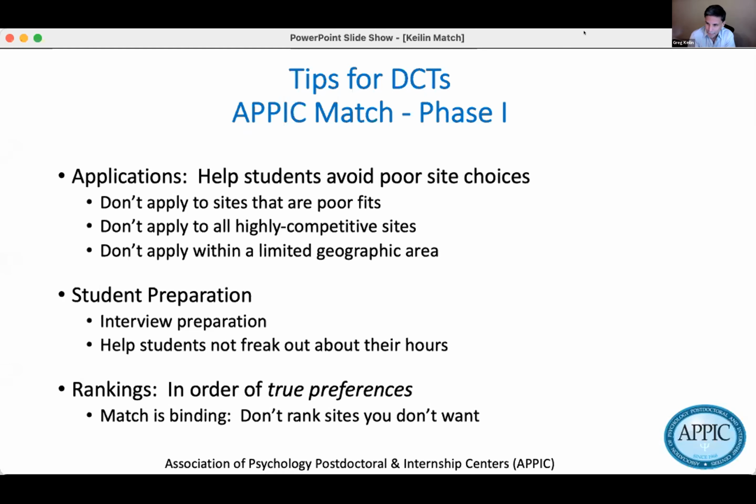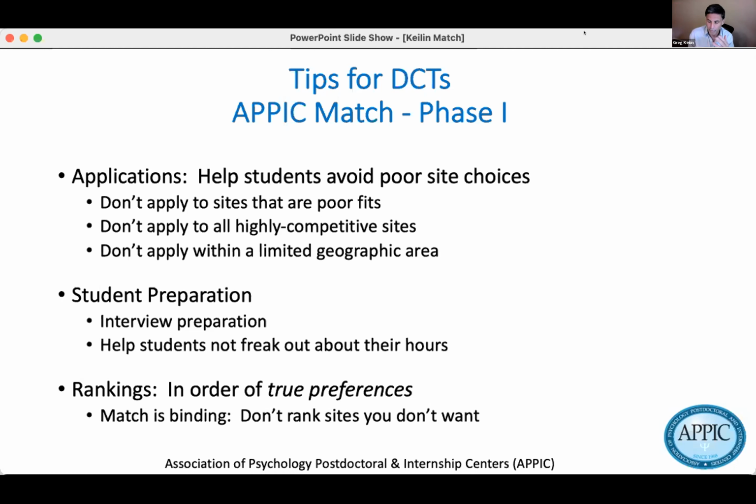Next is student preparation. Again, you've heard about this a lot from Kimberly. I wanted to highlight one thing that I think is important here. One of the things that I've noticed is I think doctoral programs do a really good job of preparing their students up to the point of interviews. So they help with essays, with applications, and then when the students get interviews, the response is, break a leg, good luck, hope it goes really well.